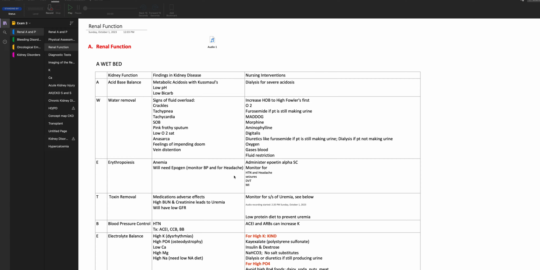Okay. E is for erythropoiesis. Our kidneys secrete erythropoietin to stimulate red blood cell growth in our bone marrow. If the kidney can no longer do that, the patient is going to have anemia, and they're going to need Epogen or epoetin alfa. All right. And that's given subcutaneously.